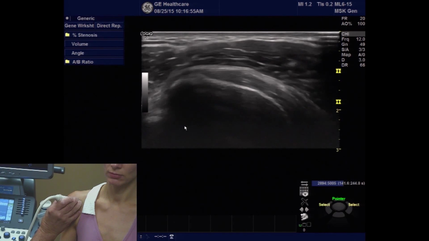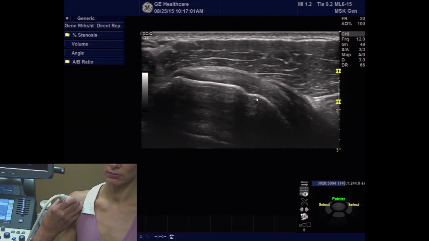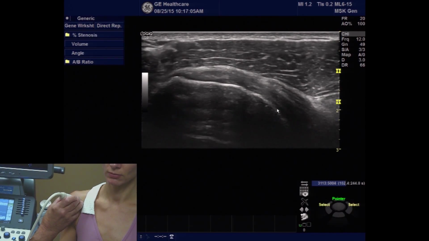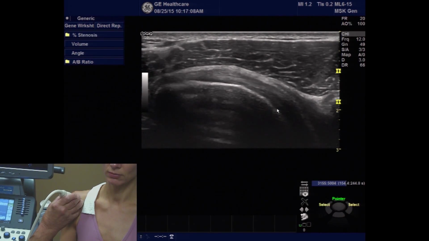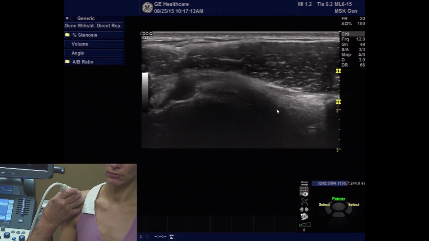Sliding my transducer back to medial now, keeping the tendon in the center of the screen, making sure that we have our depth adjusted to show the bone landmarks. I slide the transducer superiorly until the tendon completely disappears.